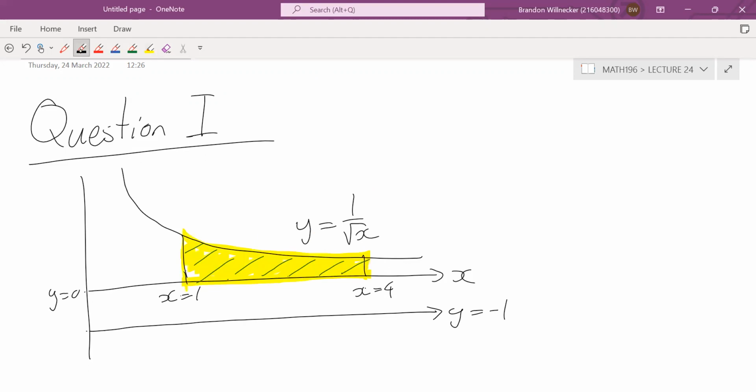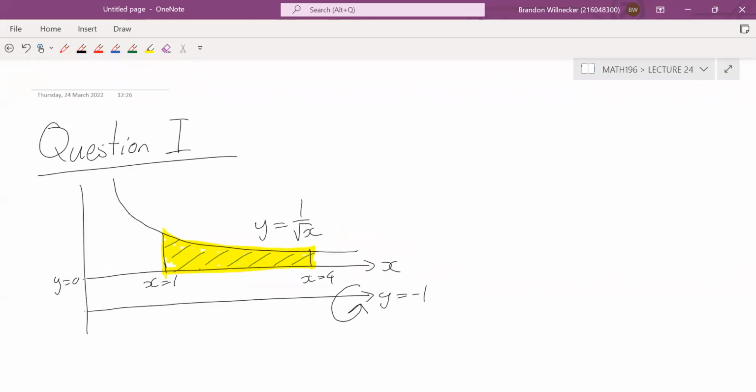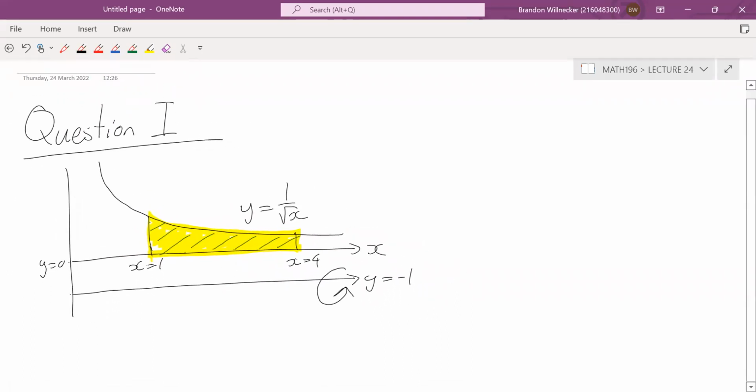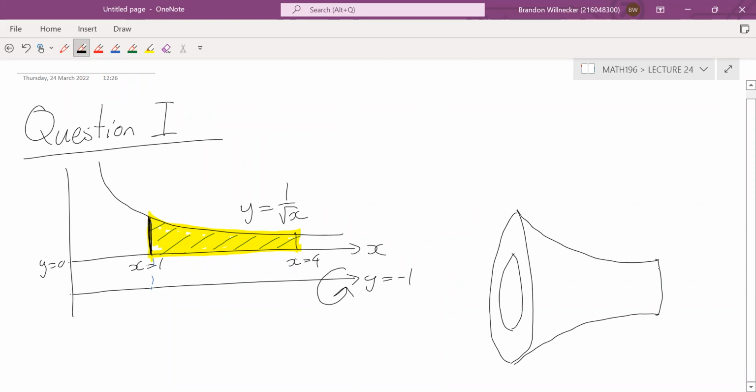And we want to rotate that around y equals -1. What kind of shape is this going to give? Well, this line over here is going to give us a circle, but this bit over here is going to be cut out because we're not including that. So we end up with something like this. And then we've got a smaller circle inside. Then this goes down like this, and we have the same thing on the other side. And then connecting it is this tube over here.